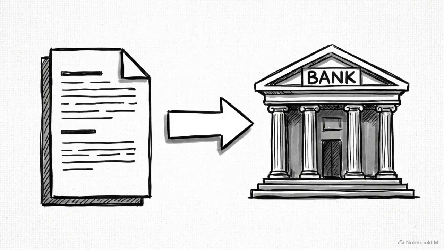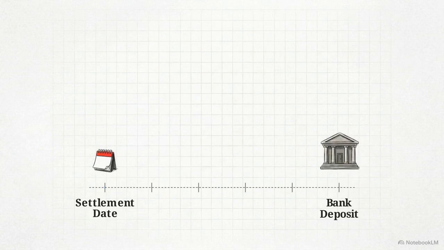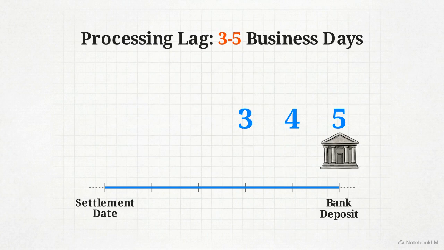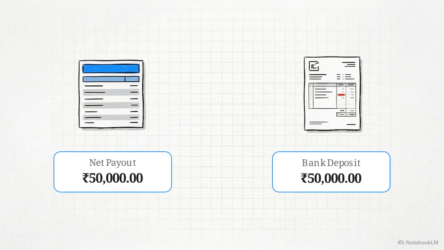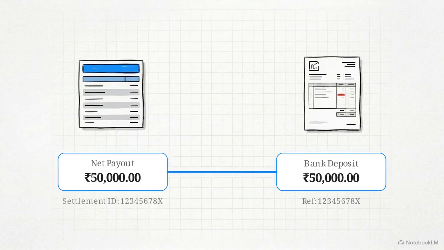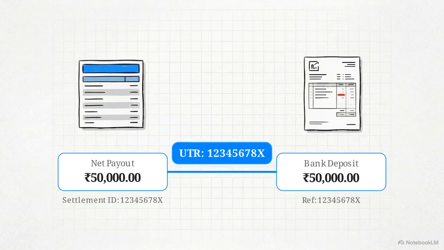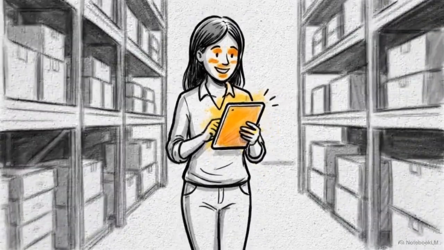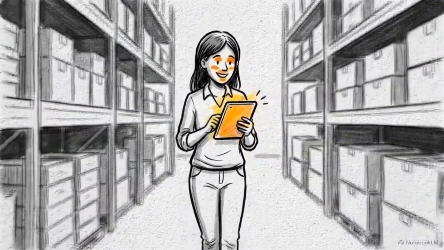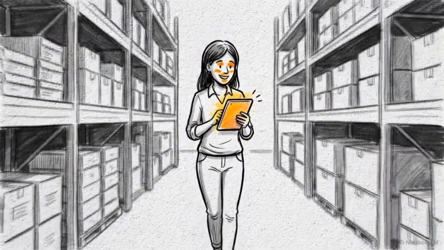The final step is linking the total payout from the settlement report to the money that actually arrives in your bank account. Remember that there is a processing lag. It typically takes 3 to 5 business days for the funds to move from the settlement date on the platform to your bank balance. Match the total from the Amazon settlement to the deposit on your bank statement. Use the Unique Transaction Reference, or UTR, to confirm that the bank deposit and the platform settlement are identical. Completing this final tie-out confirms your records are compliant and ensures that every rupee released by the platform has reached your bank account.